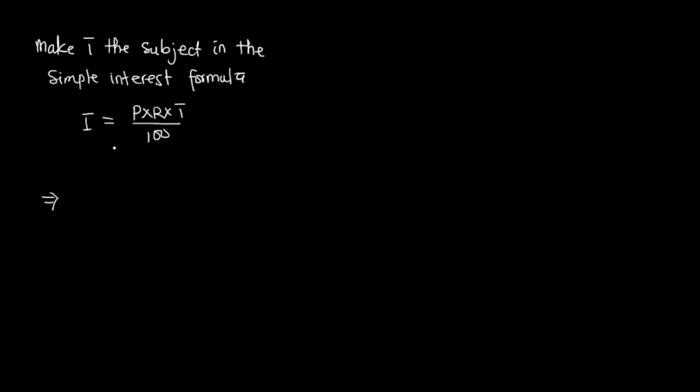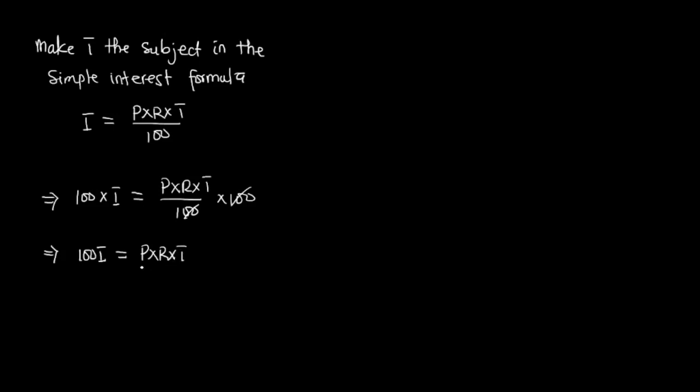Alright, so the first thing we do over here is to multiply through by 100, since we have a fraction over here. So we use 100 to multiply through. So we have 100 multiplied by interest is equal to principal multiplied by the rate by the time on 100 multiplied by 100 as well. Since this is one term, another term, we multiply both terms by 100. So this gives me 100i is equal to, this cancels this, principal multiplied by rate multiplied by time.